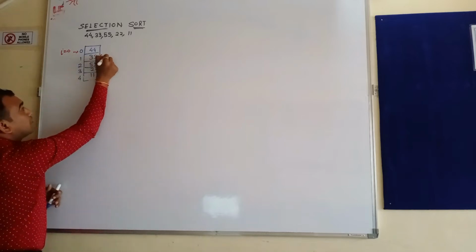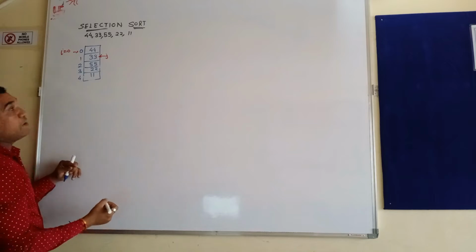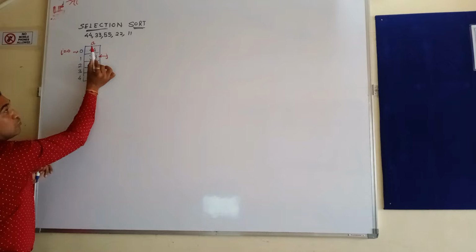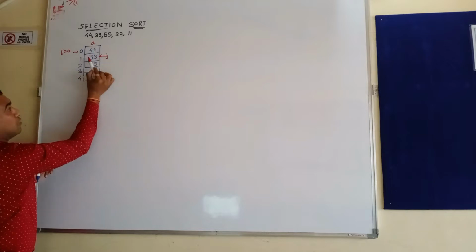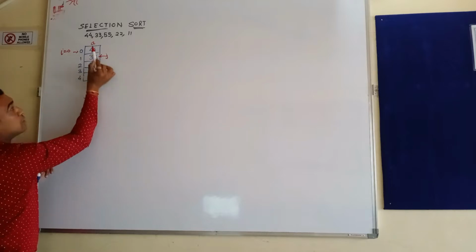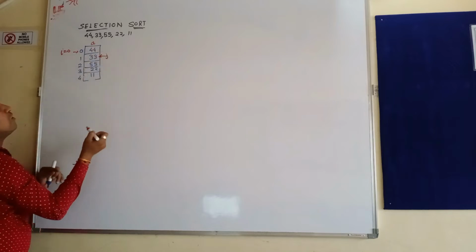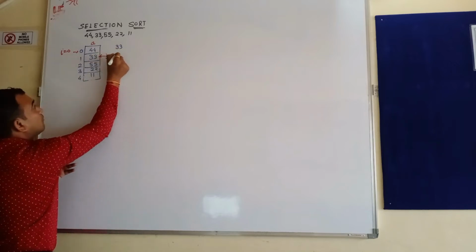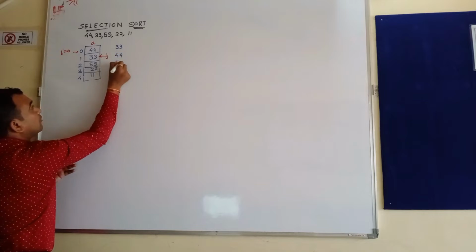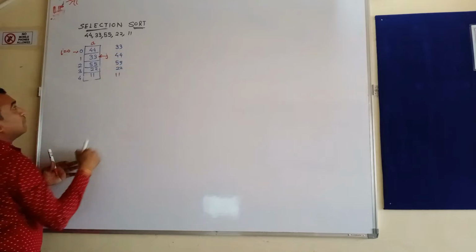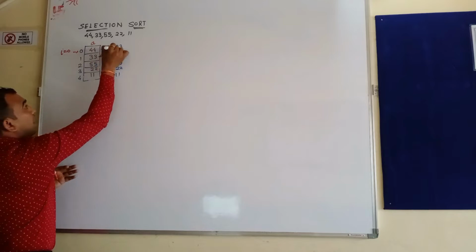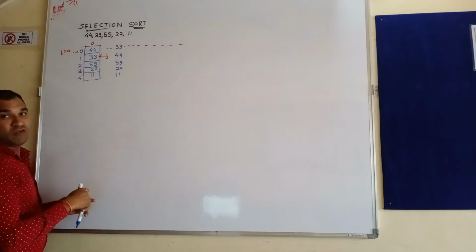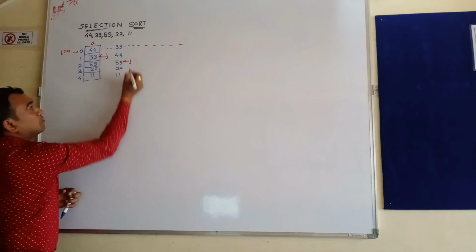Here is my j variable. We are going to compare a of i value with a of j's value. If a of j is smaller than a of i, we will interchange. Here that is possible, so it is 33, 44, 55, 22 and 11. Keep in your mind i is the fixed position. Now the inner loop j variable is increased, j has reached here.